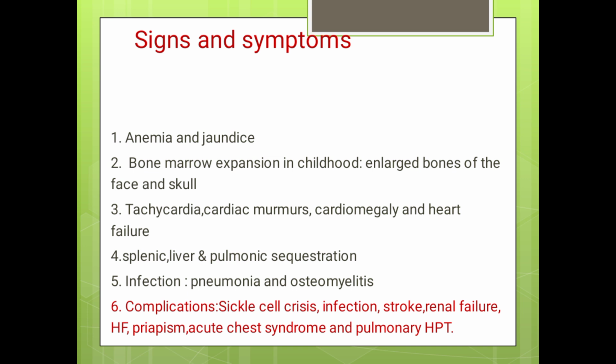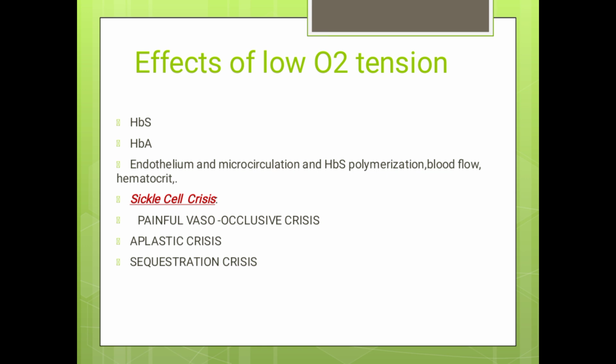And unfortunately, when this infection happens again, they even try to worsen the whole situation. So you can have some complications like sickle cell crisis. Now, this sickle cell crisis is a very serious issue, and I think going ahead we'll talk about it. We have infection, we have stroke, we have renal failure, we have heart failure, priapism, that is constant or prolonged penile erection, acute chest syndrome, and pulmonary hypertension.